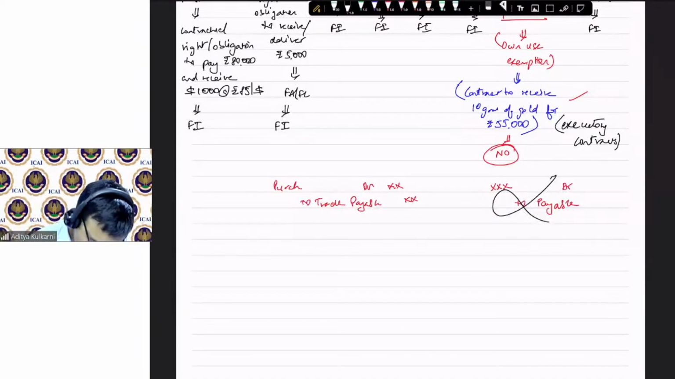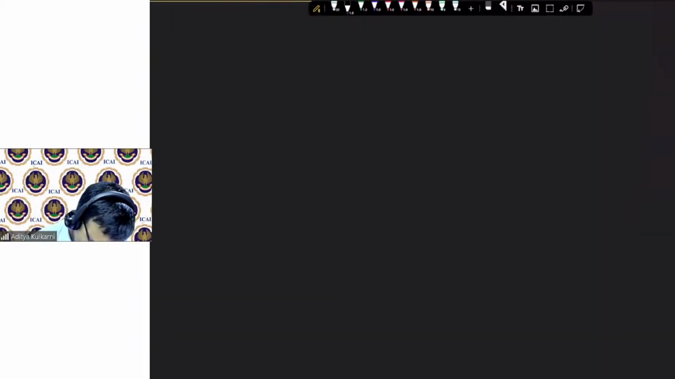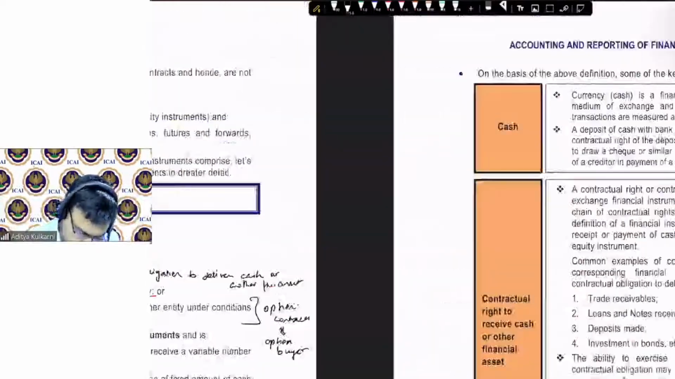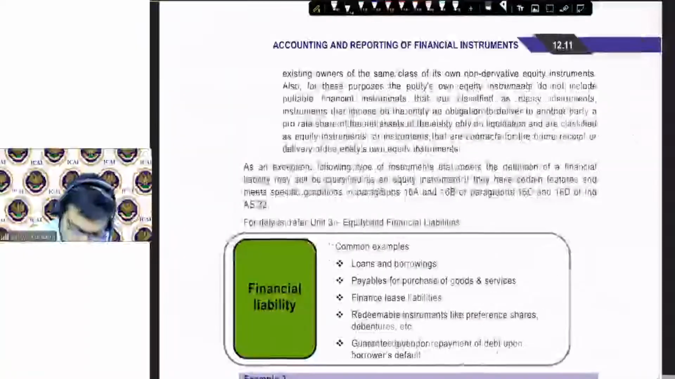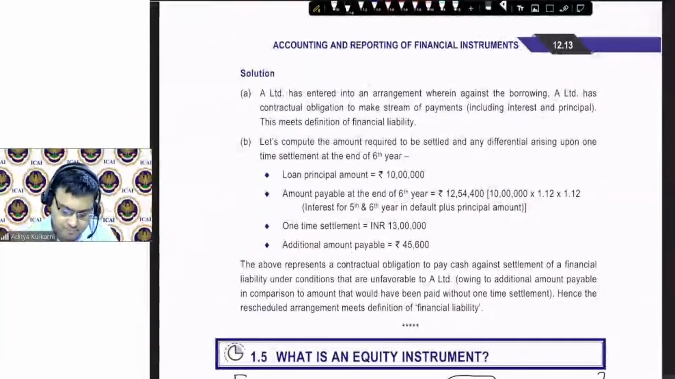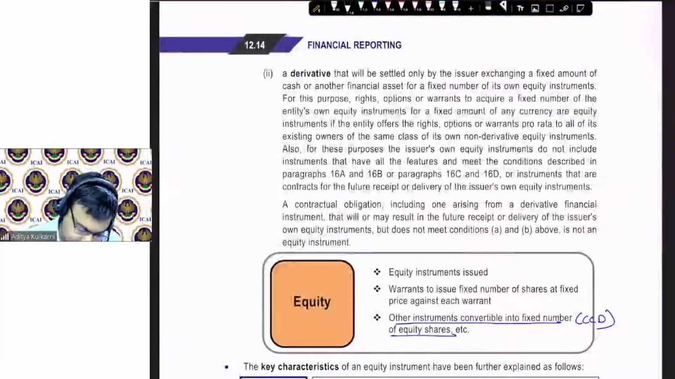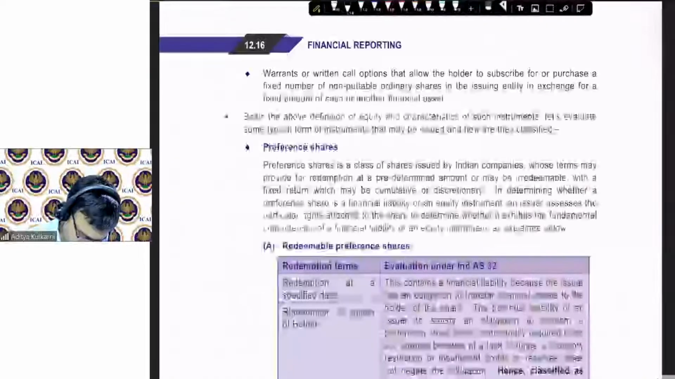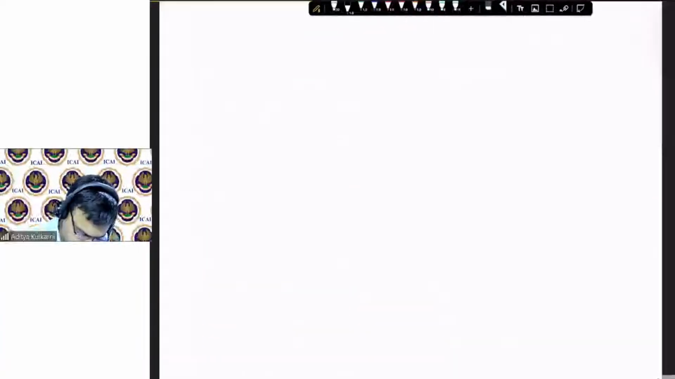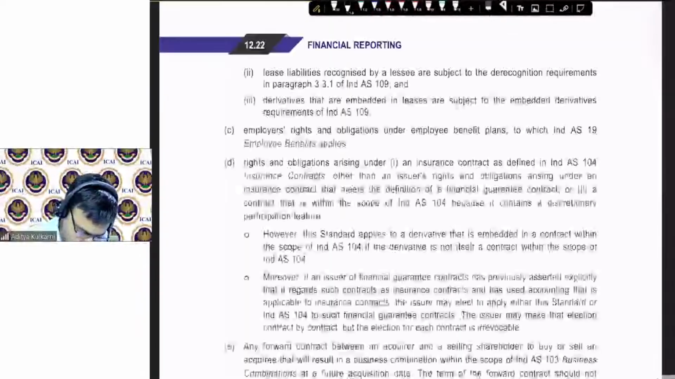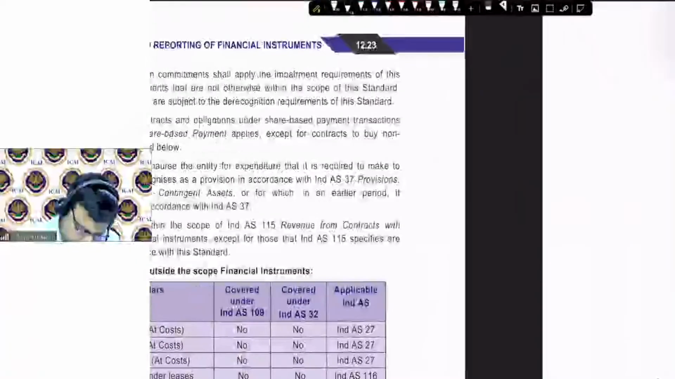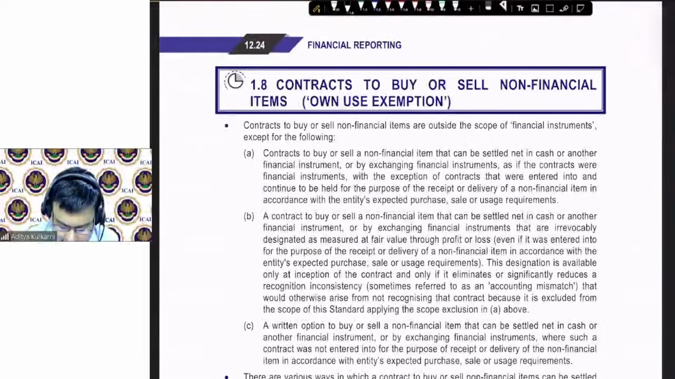Okay. Now coming back to our discussions. If you come to your study material, there is a section on own use exemptions. Okay, I'm just seeing that. Okay, contracts to buy or sell non-financial items, that is own use exemptions.